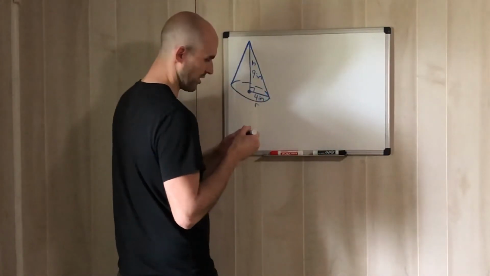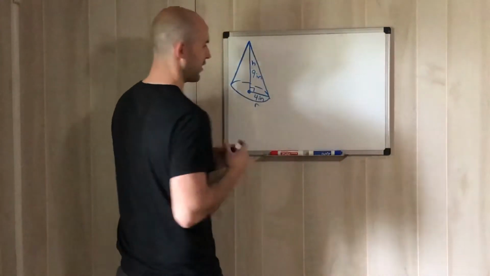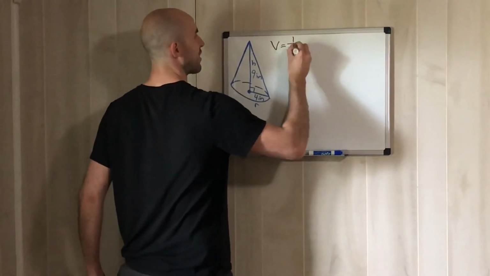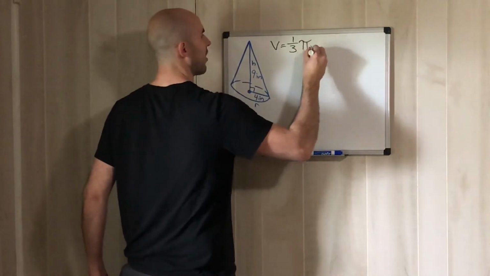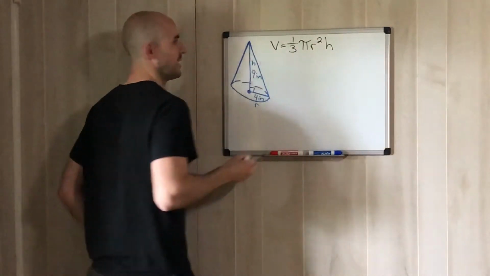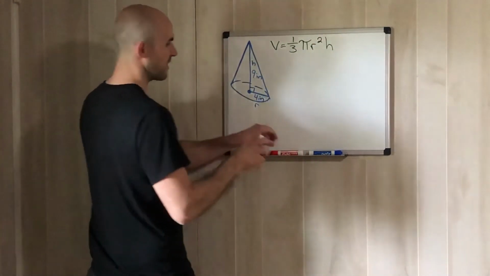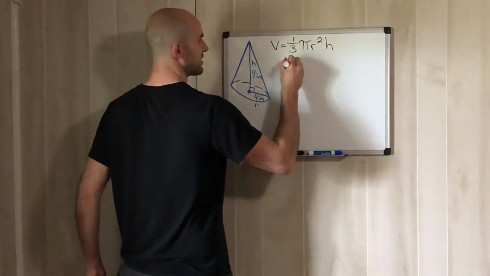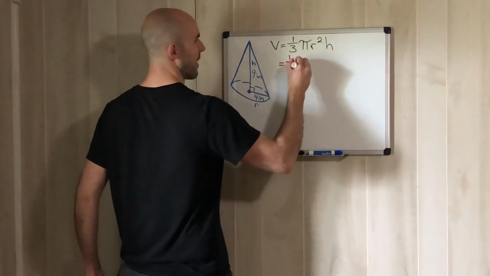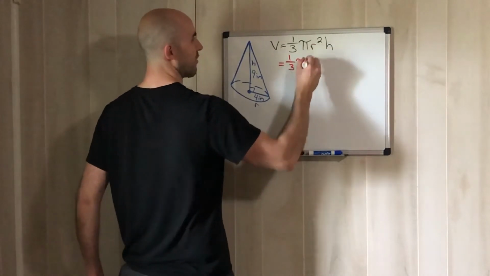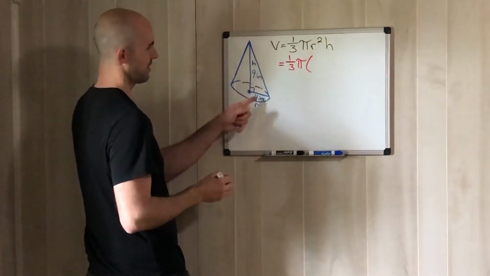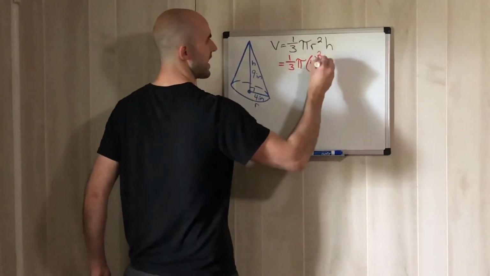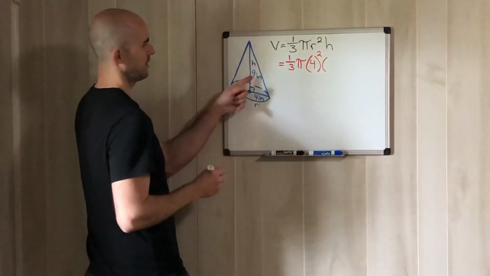Now let's use our formula for figuring out the volume of a cone. The formula is going to be, again, a third pi r squared times height. And now it's just us substituting everything that we know. The third is going to stay the same, pi is going to come down, the radius in this case is 4, squared, and the height is 9.